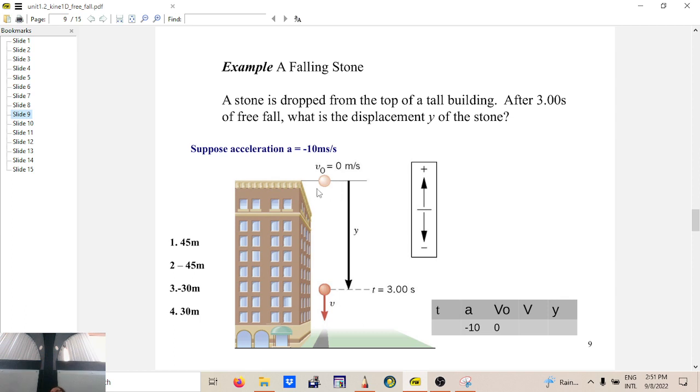So they did the drawing for you. Usually you have to do the drawing and then you do the dressing. That means you put everything you know on your sketch, right? So dropped from rest means the initial velocity equals zero. And now it's showing you the displacement from the starting point to the ending point, and the time is given. So acceleration is negative 10, initial velocity is zero, the time is 3. And what you want to find is the displacement.